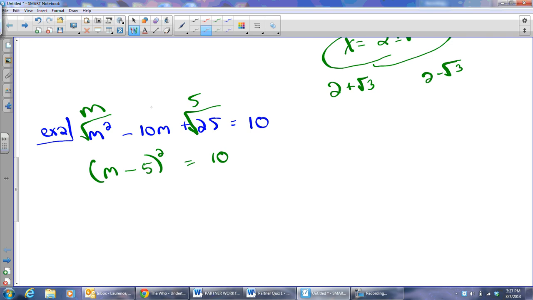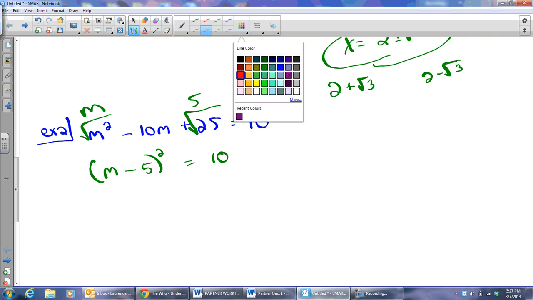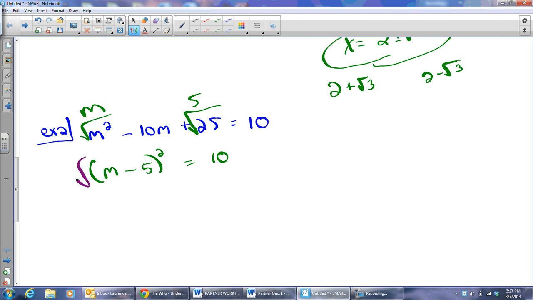All right. I'm going to take the square root of each side. Why am I doing that? Because I want to get rid of that square right there, that exponent of 2. So I'll take the square root, take the square root, and I will get that m minus 5 equals plus or minus the square root of 10. Remember, all positive numbers have two square roots. The square root of 4 is not 2. It's plus or minus 2. That's all I'm saying here.